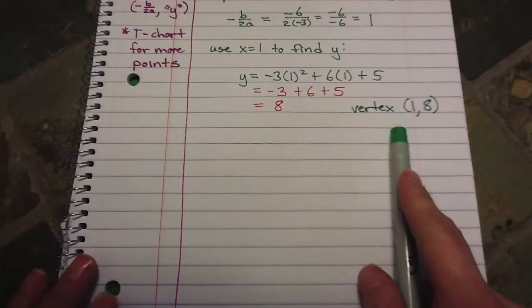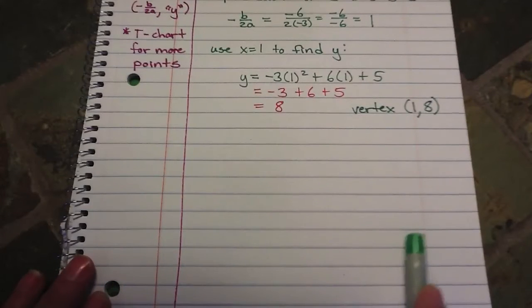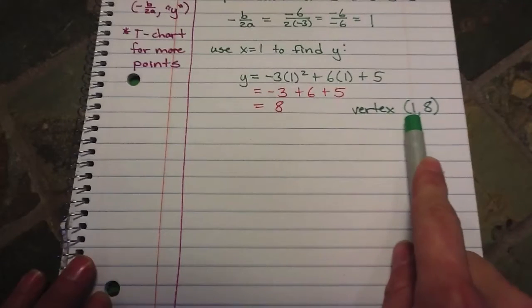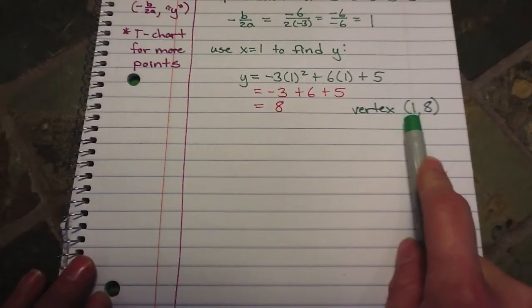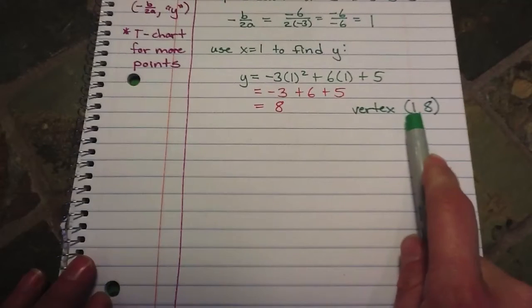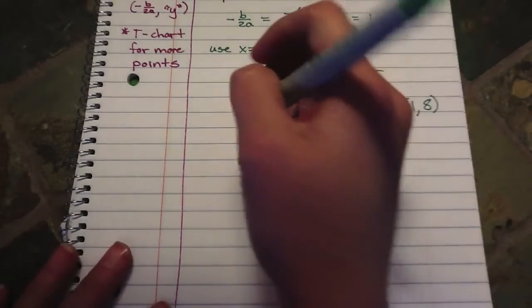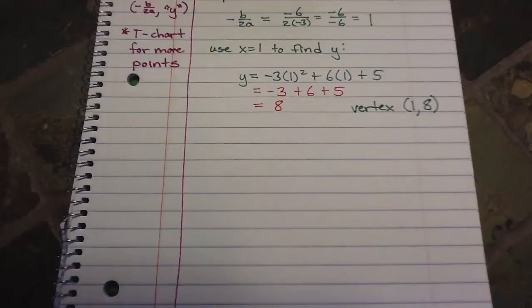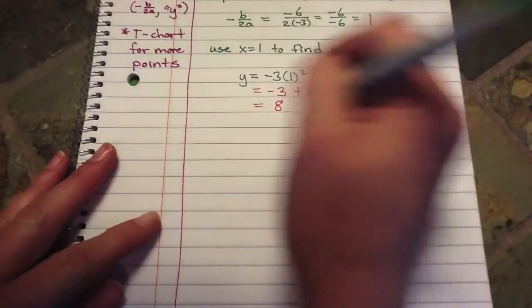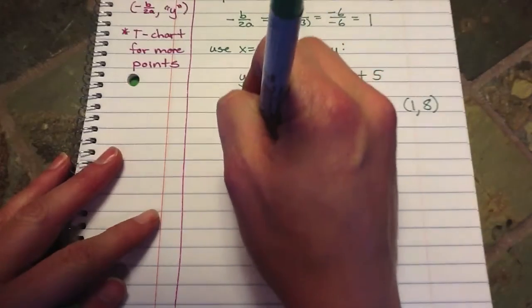Now that you have your vertex, you want to set up a t-chart to continue. This is where you want to look at your axis of symmetry. My axis of symmetry is at x equals 1, that dashed imaginary line through here. I'm going to go ahead and set up my graph right now, so that you can see it.